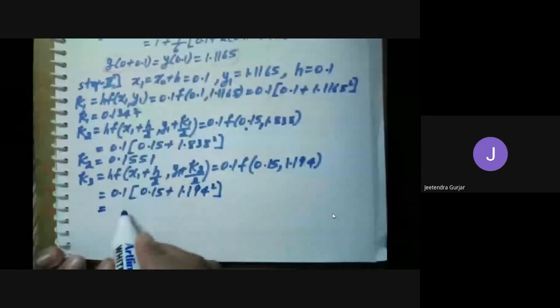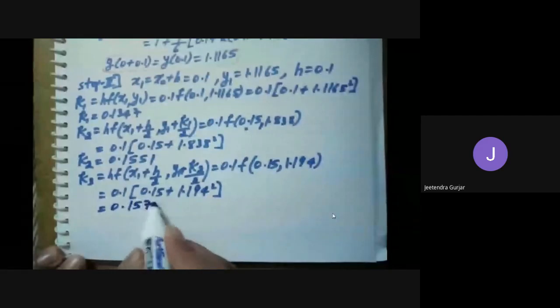When you simplify and substitute the values, Sir, you're not audible. Your voice is breaking again. K3 value you are going to get here is 0.1576. It is visible, you can just write it down, so there is no problem. Only the audio is a little bit off.